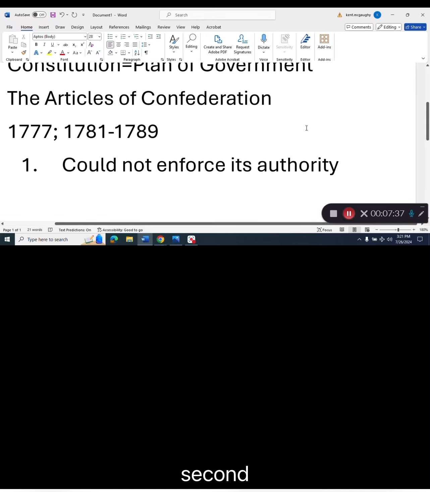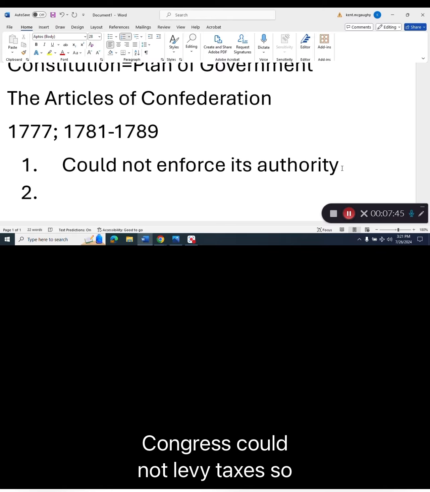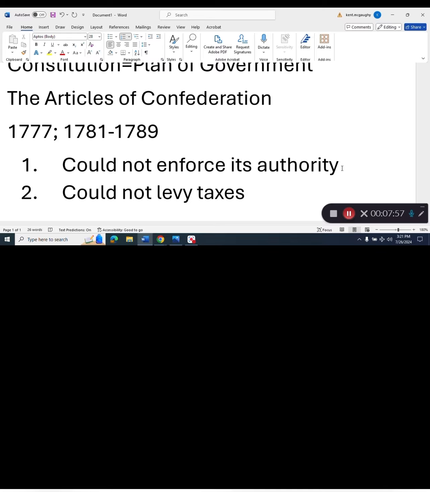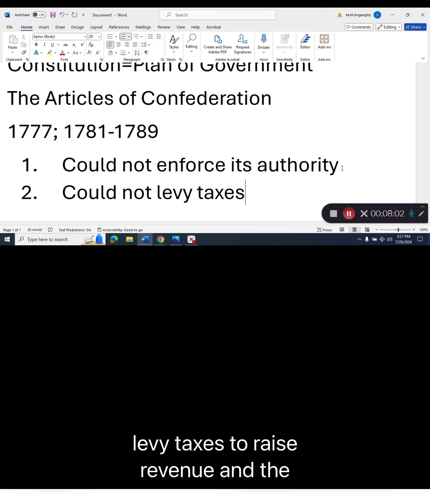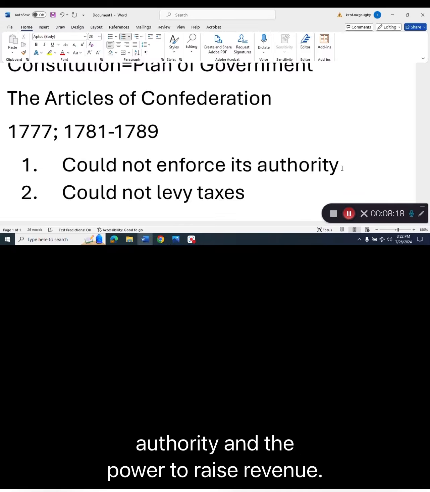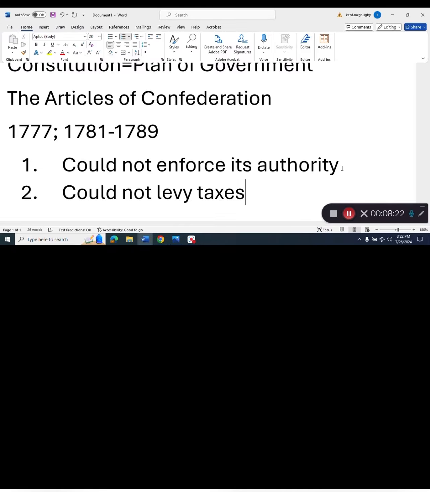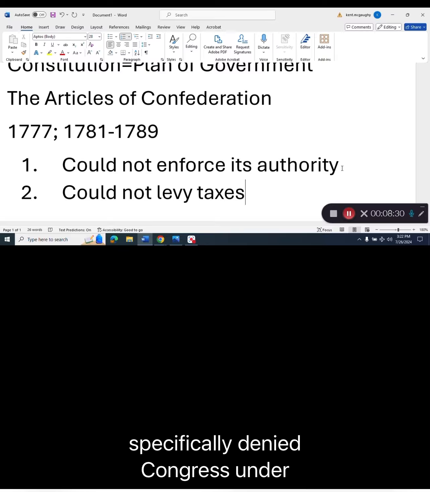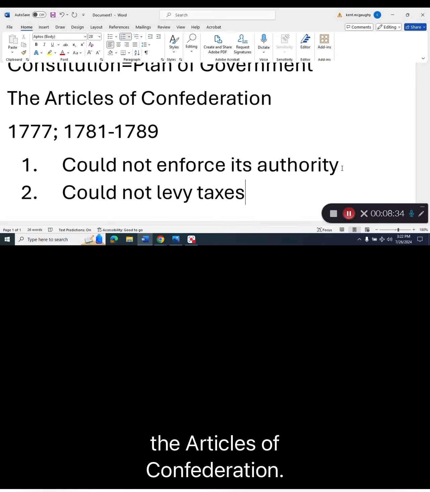Second, Congress could not levy taxes. So Congress did not have the authority to levy taxes, to raise revenue. And the reality is, when it comes to any government, the two most basic powers it must have are the power to enforce its authority and the power to raise revenue. And yet both of these were specifically denied Congress under the Articles of Confederation.